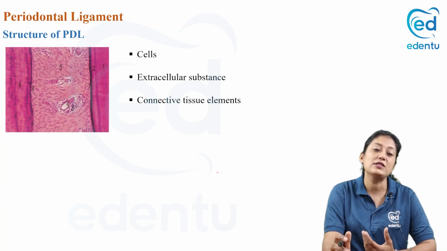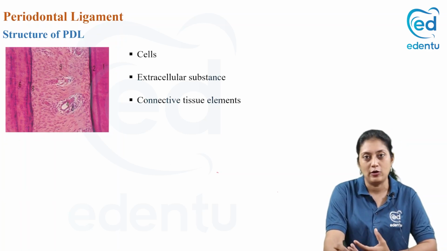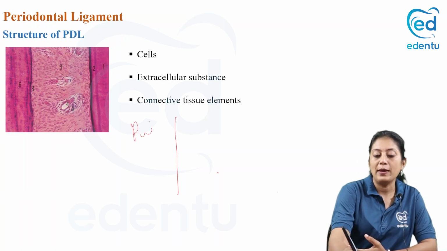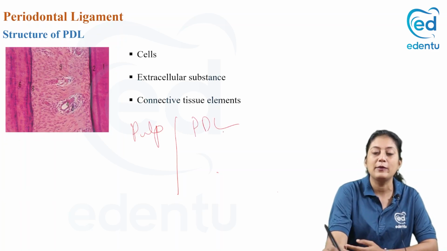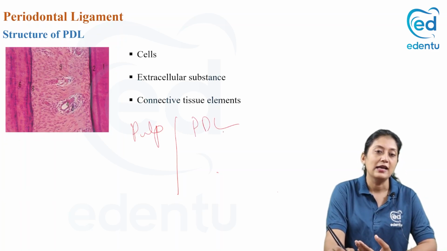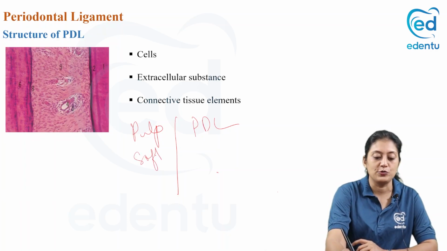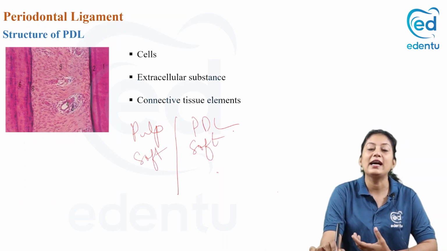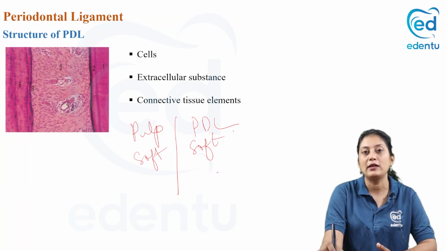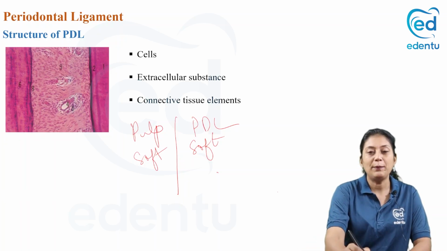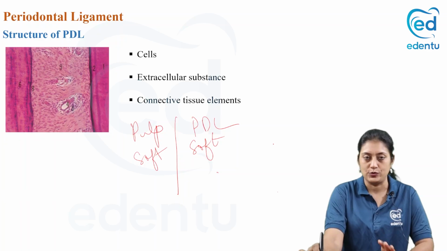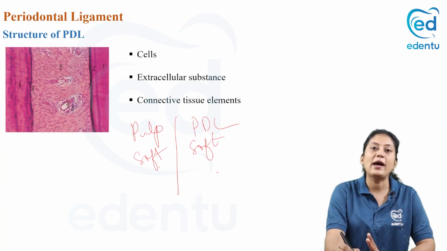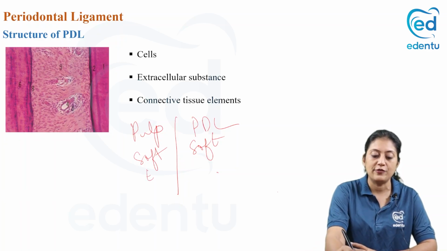So there are a lot of similarities between pulp and periodontal ligament. If you have to compare pulp on one side and periodontal ligament on the other, what are the similarities? First, both are soft tissue, whereas all the other tissues like enamel, dentin, cementum, and bone are hard tissues. Only pulp and periodontal ligament are soft tissues. Number one. Number two, by origin, both of them originate from ectomesenchyme.